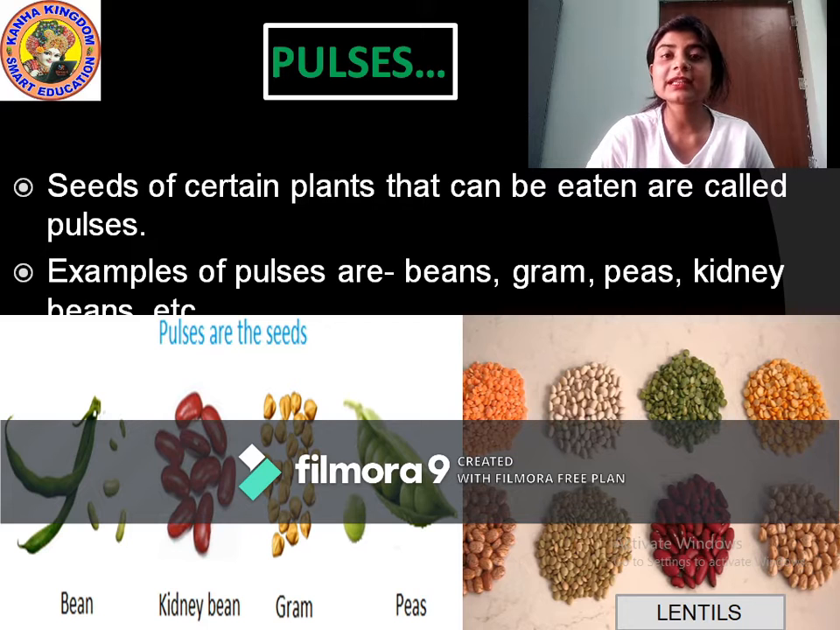These are the seeds of different plants that we eat as food, like beans, kidney beans, gram, peas, then lentils. Can you see there on the right hand side of the picture? There are different kinds of seeds of a plant that we eat. These are called lentils. Understood? So, we also eat seeds of some plants. For example, beans, gram, peas, kidney beans, lentils, etc. Okay?